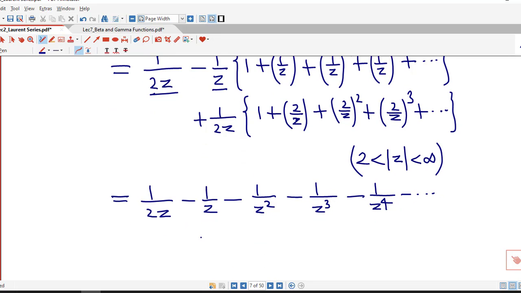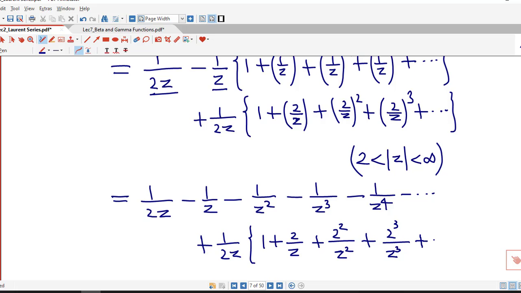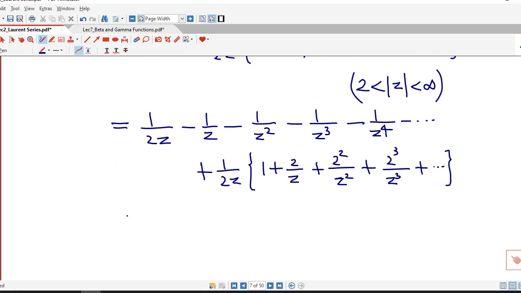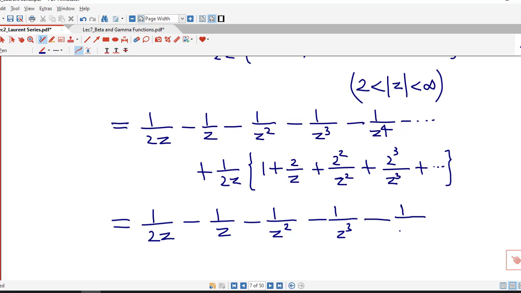And here if we consider, we write one more step. This is going to be 1 plus 2 by z plus say 2 square by z square plus cube of 2 divided by cube of z and so on. Okay, so now we further simplify this. First we keep all these things as it is, 1 by 2z minus 1 by z minus 1 by z square minus 1 by z cube minus 1 over z raised to 4 and so on.